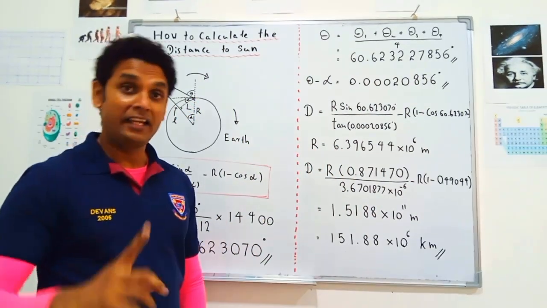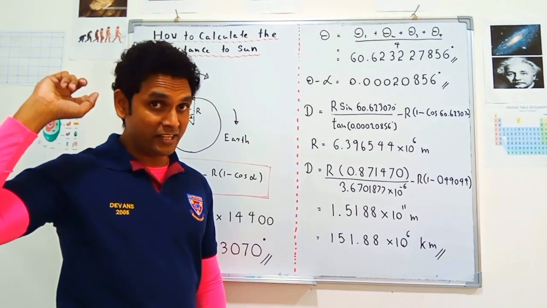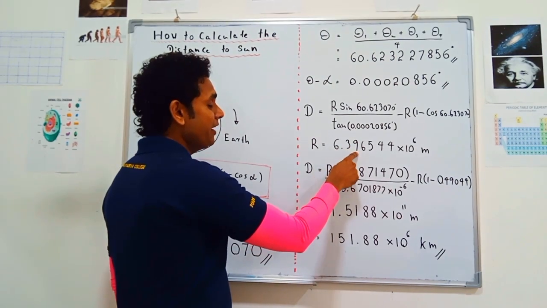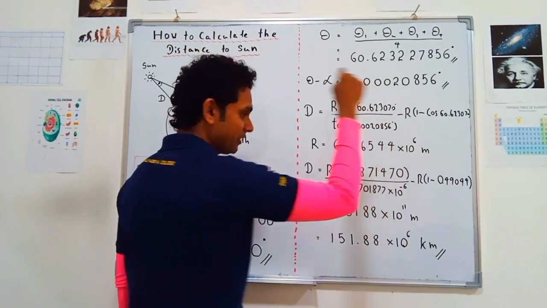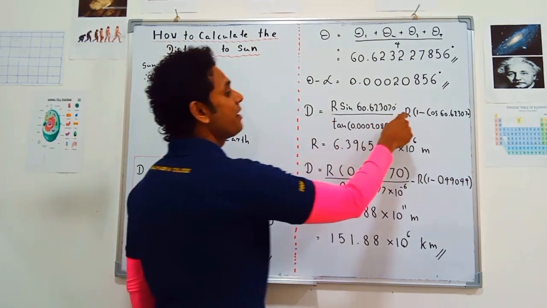The radius of the Earth, from the sunrise method. In a previous video we calculated the Earth's radius using the sunrise method, and the value is 6.396544 multiplied by 10 to the power 6 meters. That's the radius of the Earth. Now we can apply this R value to here and here.